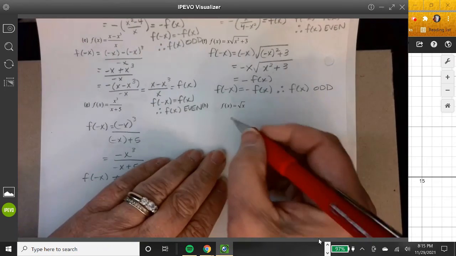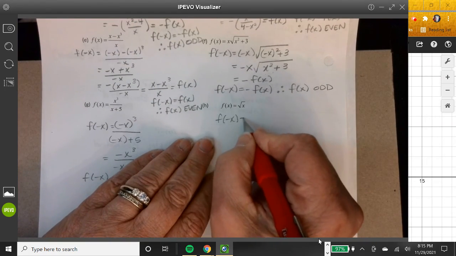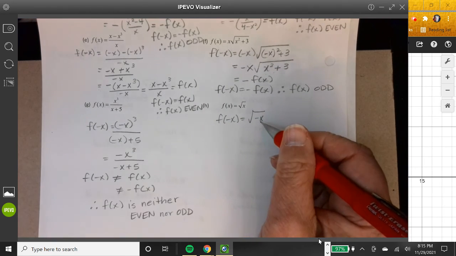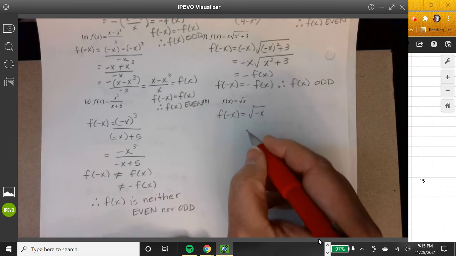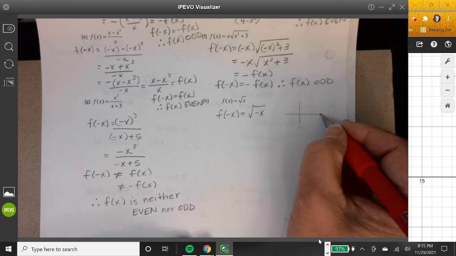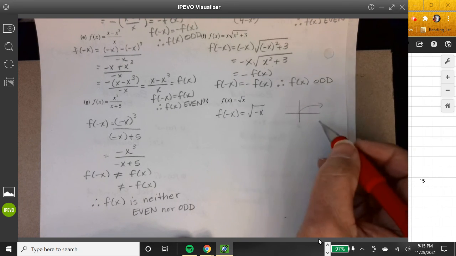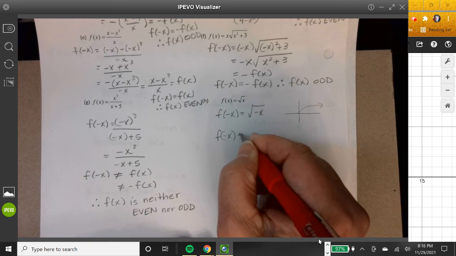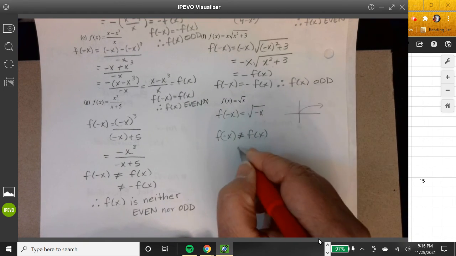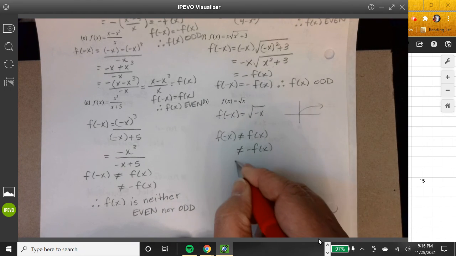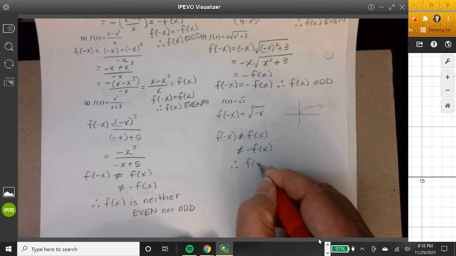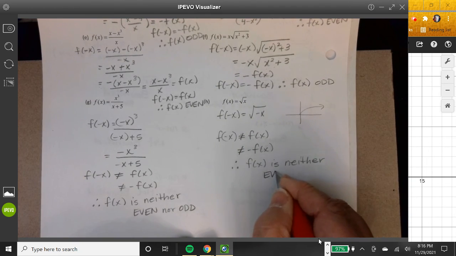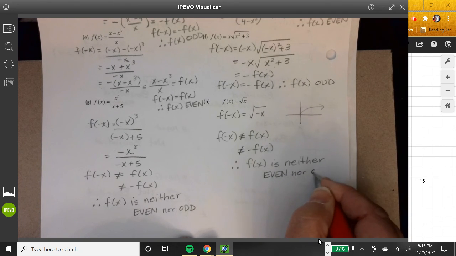All right, last but not least, f of negative x equals the square root of negative x. Well, I can't take the square root of a negative number, so the negative has to stay in here. And guess what? If you think about the square root of x, does this function have any even or odd symmetry? The answer is no. So f of negative x here is not equal to f of x, nor is it equal to negative f of x. Therefore, f of x is neither even nor odd.